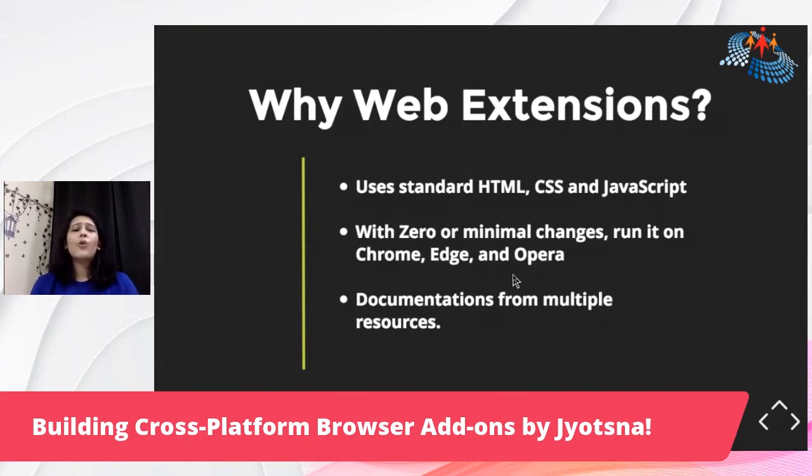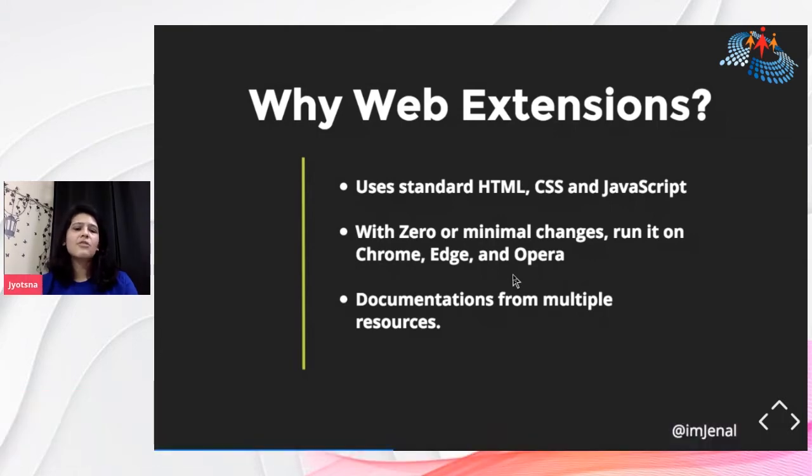And also, you don't need different code to run it on each browser. So for Chrome, Firefox, Opera, and Edge, you can use the same code base with zero or minimal changes, and then you can just publish it there. So it doesn't require writing the same code and the same logic for different browsers. This is the beauty of web extensions. And since it's a cross-browser system, you can find documentation from all over the place. Even Chrome has its own documentation, and Mozilla has its own documentation. So you leverage the benefit of this, right?